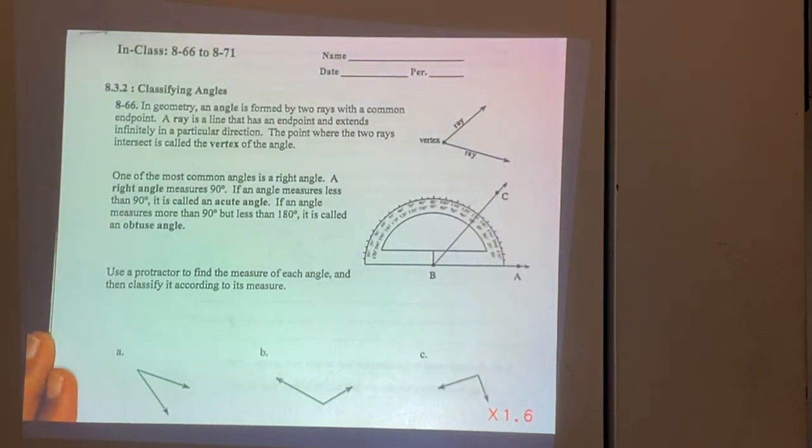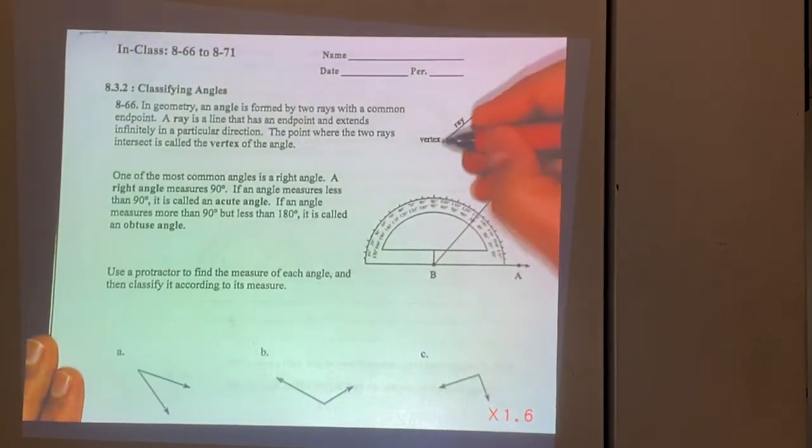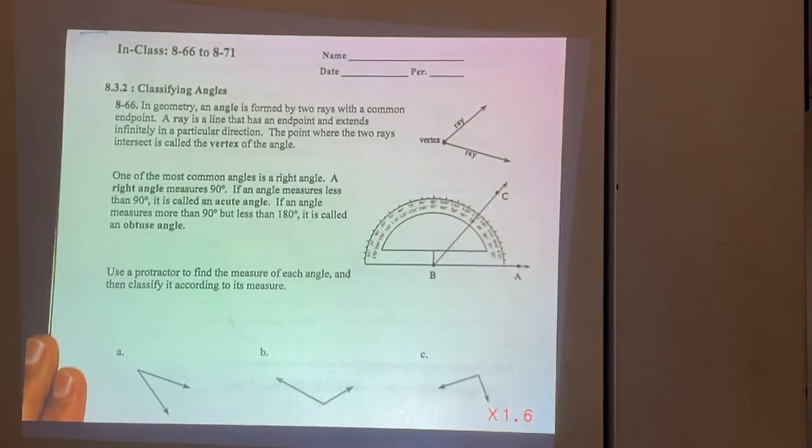Question 66. In geometry, an angle is formed by two rays with a common endpoint. A ray is a line that has an endpoint and extends indefinitely in a particular direction. The point where the two rays intersect is called the vertex. So this is the vertex, right here. I like to call it the corner of the angle.